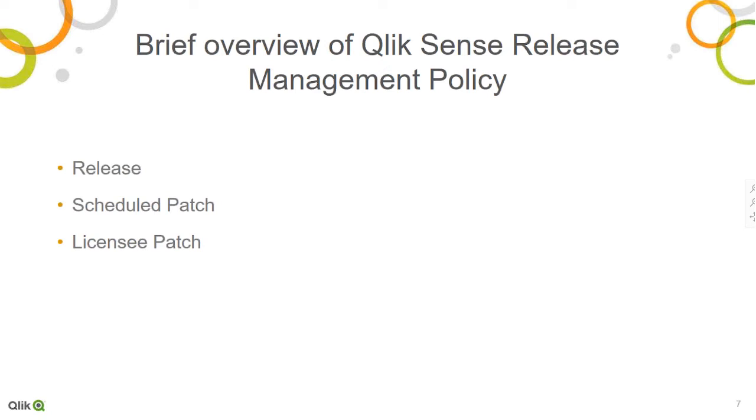For Qlik Sense, we now talk about release, scheduled patch, and licensee patch. So what does that mean exactly? A release may include new as well as enhanced features, new fixes, or changes to supported environment. A scheduled patch may include new fixes to the most recent release or changes to supported environments. And finally, the licensee patch is a customer-specific fix for a business critical defect.